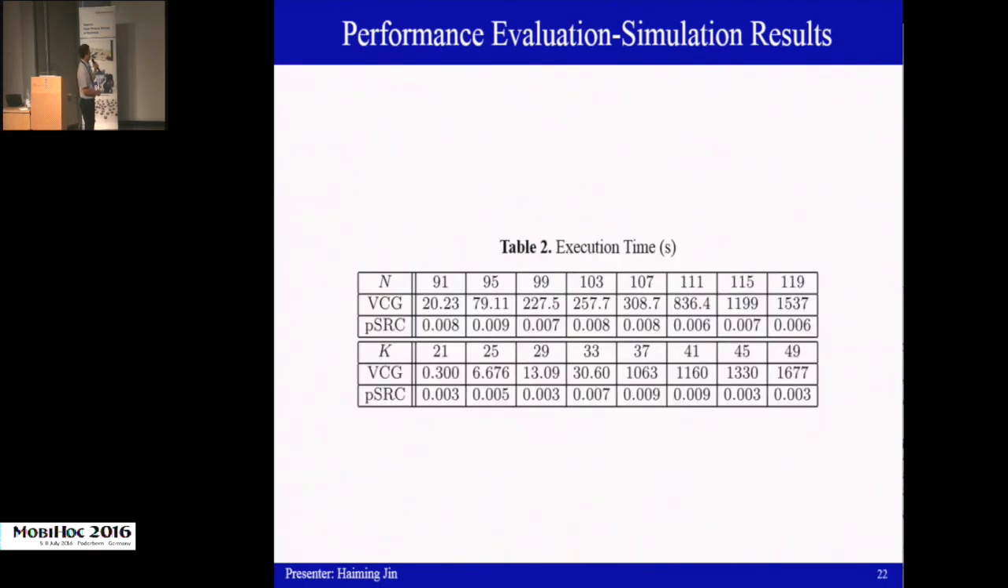And we also compare the execution time of the VCG auction and the PSRC auction. From this table, we can see that the execution time of the VCG auction grows really fast, and when the number of workers exceeds 111, and when the number of tasks exceeds 41, the execution time of the VCG auction is already too long to be utilized in practice. However, the execution time of the PSRC auction remains pretty low over all different numbers of workers and tasks.